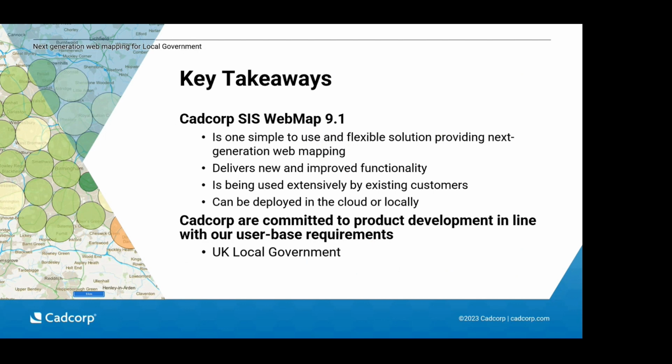Okay, just to round up today with some key takeaways. WebMap 9.1 is really simple to use, and it's a flexible solution providing next generation web mapping. It delivers new and improved functionality that provides your departments, your residents, more independent access to information. WebMap can of course query and display data in a map, but what we wanted to show you today is how one product meets multiple requirements for map and location-based data, because it's not always all about a map.